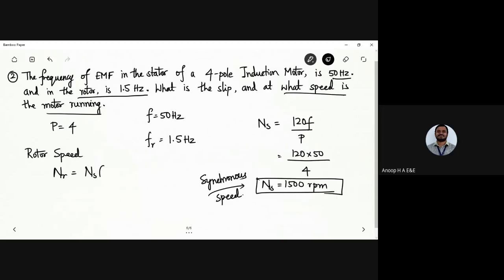So how is it given? It is given as NR equals NS into (1 minus S). I have the value of NS, so how do I find S?